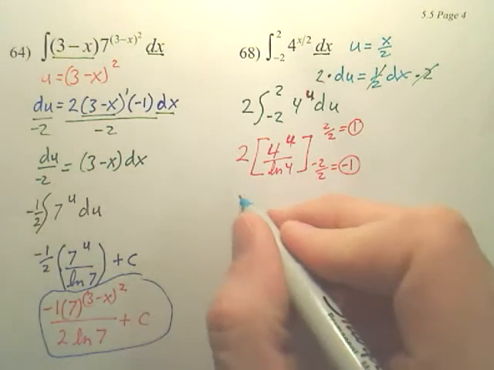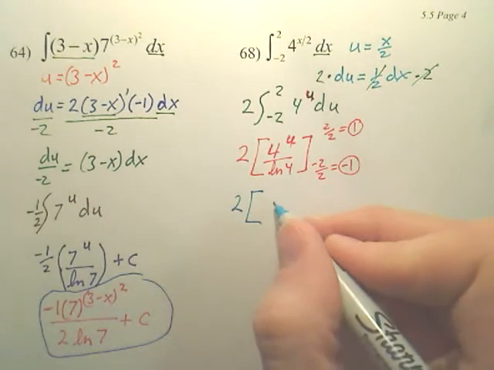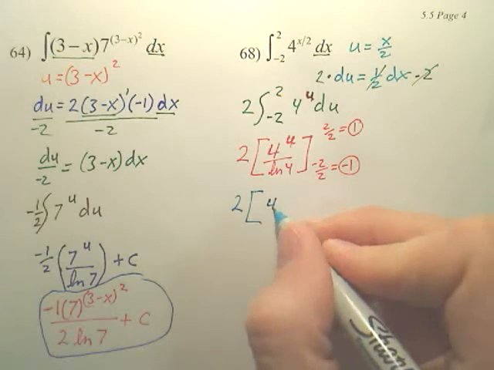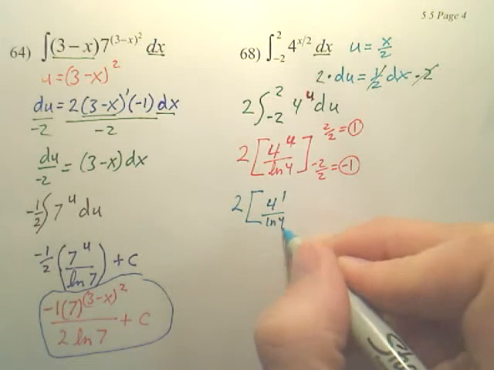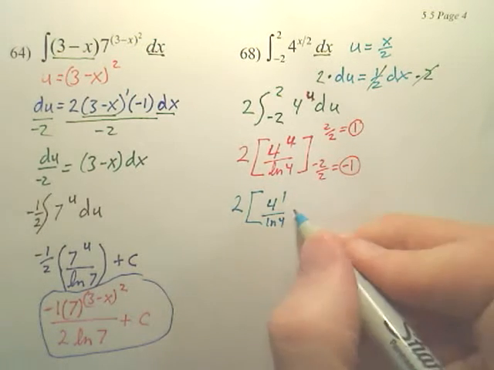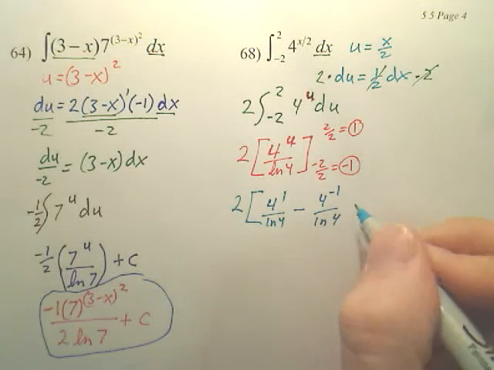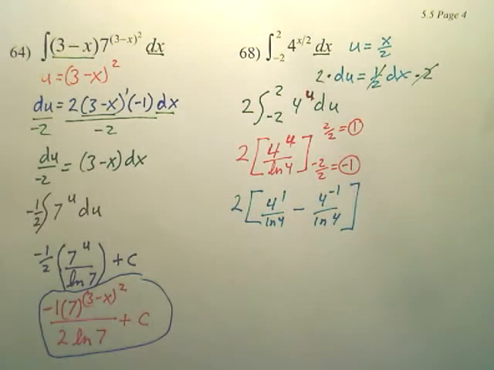Okay. So, 2 out front. We're going to plug in 1. So it looks like we're going to have 4 to the first over ln 4, because 4 to the first. Minus 4 to the negative first over ln 4. Is that it? Do the top minus the bottom. It's always f of b minus f of a, capital F. F of b minus f of a.